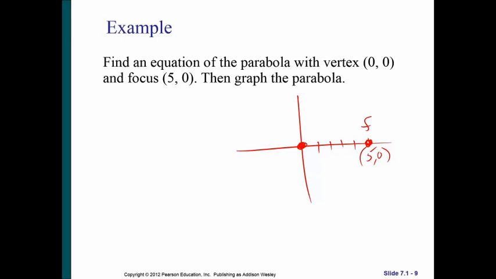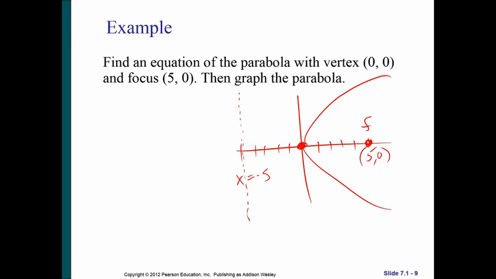So where is the directrix? Negative 5, 0, right? It's got to be on the other side. 1, 2, 3, 4, 5. So we'll call this x equals negative 5. There's your directrix. What does the parabola look like? This is a sideways parabola. The focus is always inside the parabola.